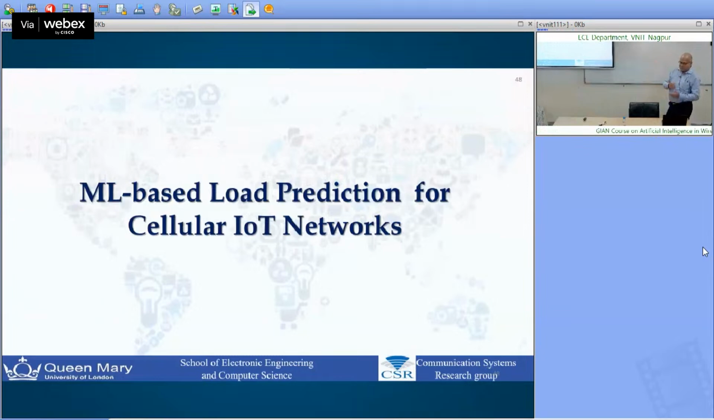So to control the access, first we have to estimate the load. Load means how many users are waiting. So how are we going to estimate the load? Say for the ACB factor: the base station is going to broadcast one factor. User devices generate a random number, and those who are above that number are allowed to transmit.